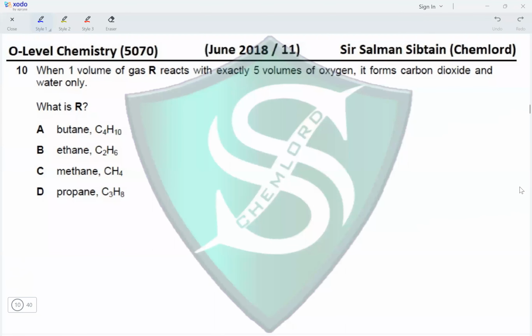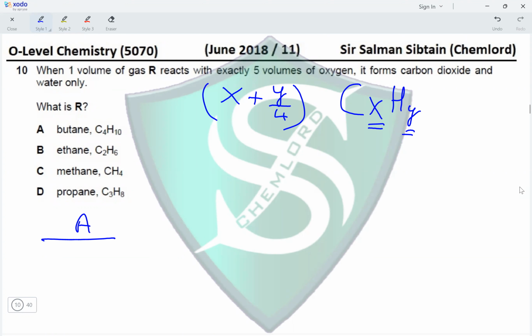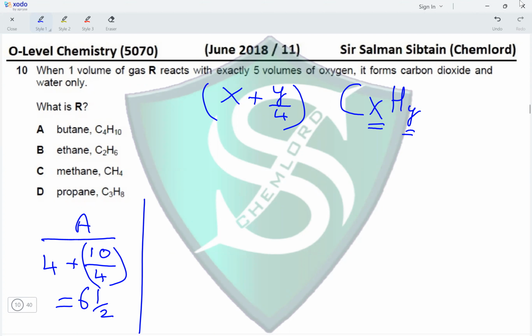Question 10. When one volume of gas R reacts with exactly 5 volumes of oxygen, it forms carbon dioxide and water only. So all of these being hydrocarbons, we can use the general combustion equation in which the moles of oxygen are given by x plus y upon 4, where x is equal to the number of carbon atoms and y is equal to the number of hydrogen atoms. So in A, we have got butane. So x would be 4, y would be 10. So the formula would be 4 plus 10 upon 4, which is 2.5 plus 4, giving us 6.5 moles of oxygen for compound A.